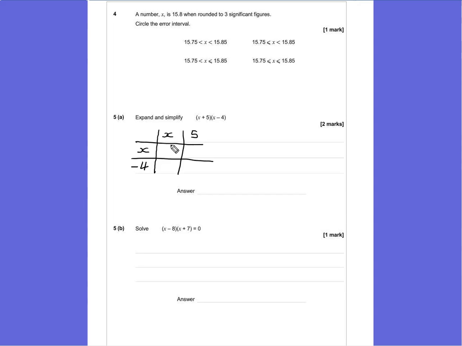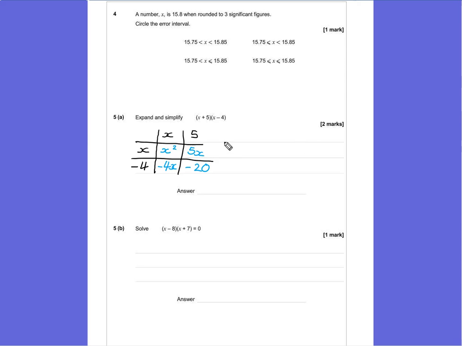Now all we need to do is make sure that we've multiplied everything together. So first off, x multiplied by x will give us x squared. 5 multiplied by x is 5x. x multiplied by a negative 4 is negative 4x. And 5 multiplied by negative 4 is a negative 20.